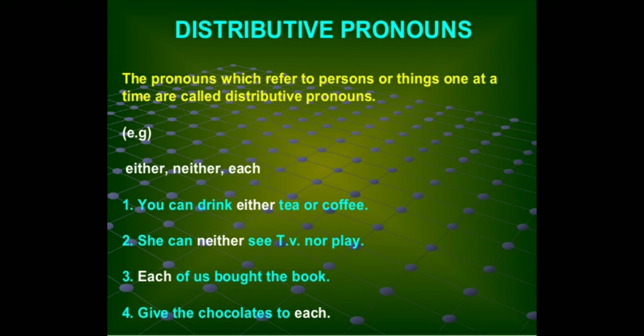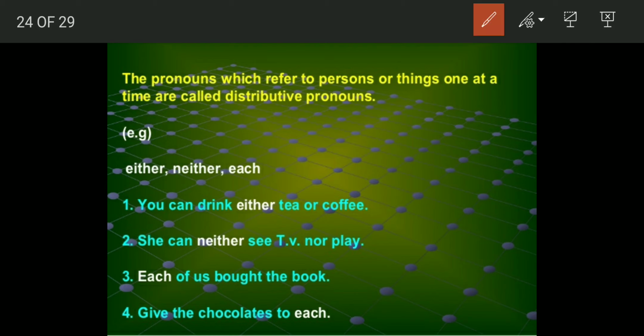You can drink either tea or coffee. So you're referring to one thing, that you can either have tea or you can have coffee. You cannot have both of them. So you're referring only to one choice at a time. So this either is a distributive pronoun. She can neither see TV nor play. So neither this one nor that one. You're referring to each of the choices.